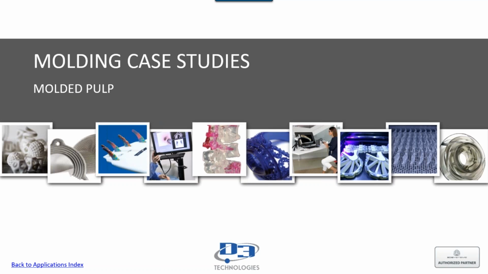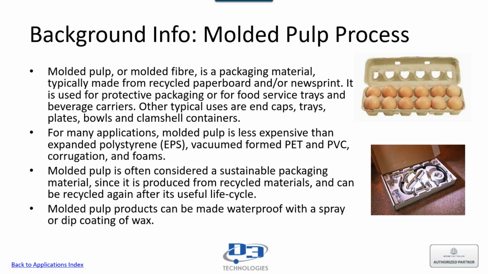I want to get into a little bit with molded pulp. Again, not sure if you guys do this, but it's something worth taking a look at. Just for a little background info, molded pulp or fiber is a packaging material made from recycled newsprint or paperboard, and it's really used a lot in food service trays and end caps and so forth. Molded pulp is less expensive than other methods, and it's also considered sustainable packaging. So again, there are a lot of tooling applications that can be used for that.